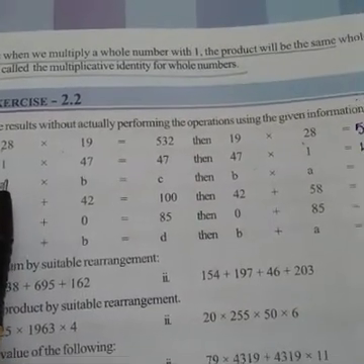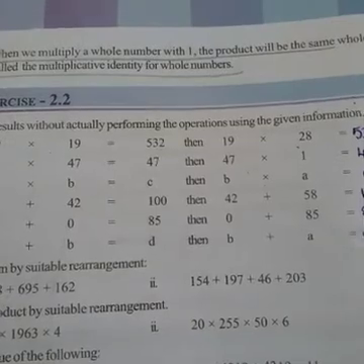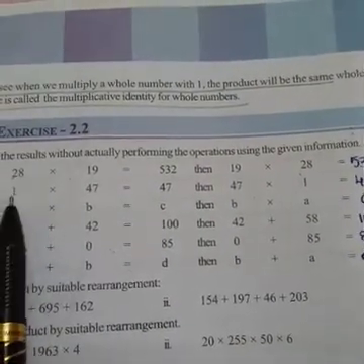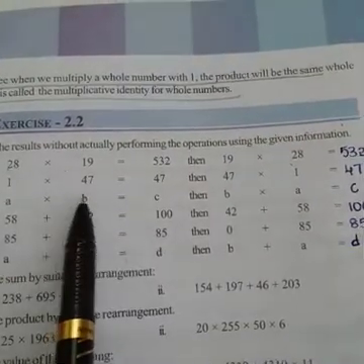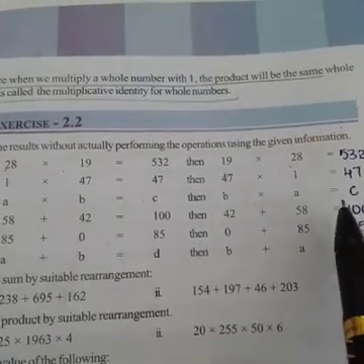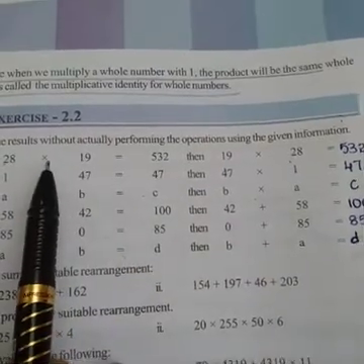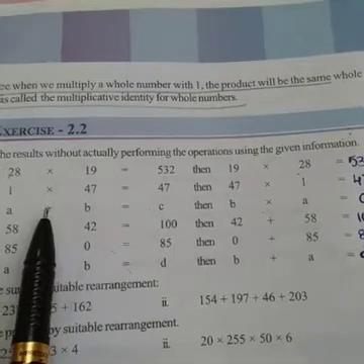This is 1. Any number multiplied by 1 gives the same number. So this is the multiplicative identity. 1 is the multiplicative identity. Next, A into B equal to C, B into A equal to C. This is commutative under multiplication. This is also commutative under multiplication.